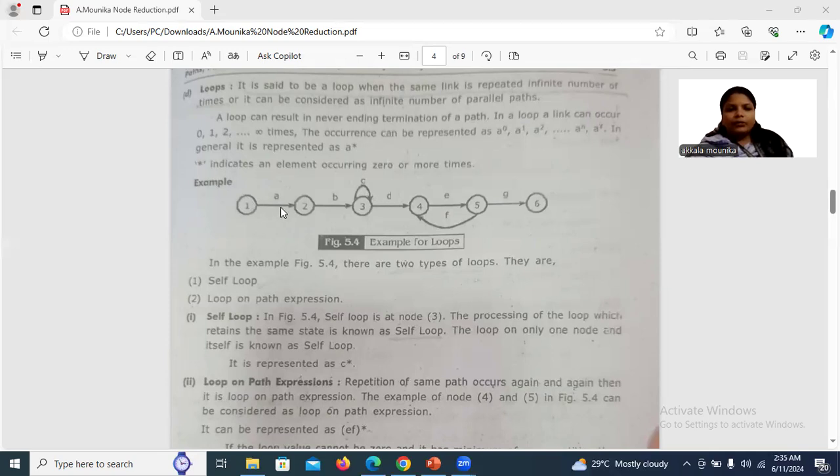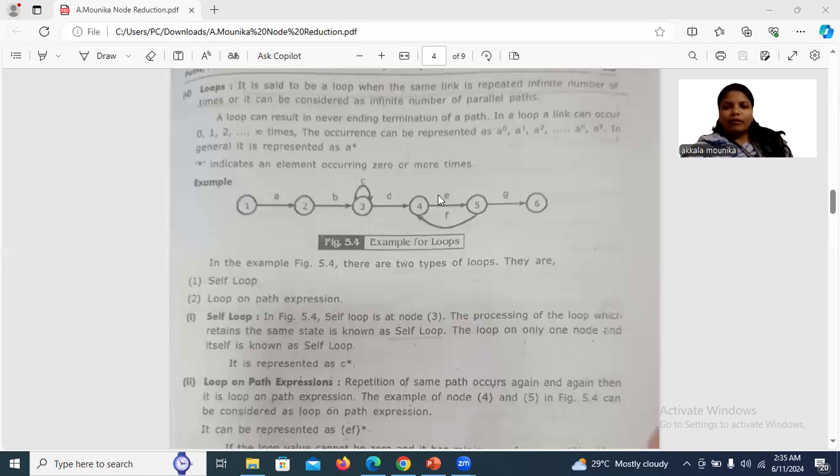Here, from the first node to the second node, the path segment A is going straight in a serial manner. Next, 2 to 3, B. Next, at the third node we have the self loop, that is C, and next from the third node to the fourth node, D is going. Again from the fourth to the fifth, E is going, and again from the fifth node to the fourth node, the F link is coming. See here. So this type of situation is known as a loop on path expression.